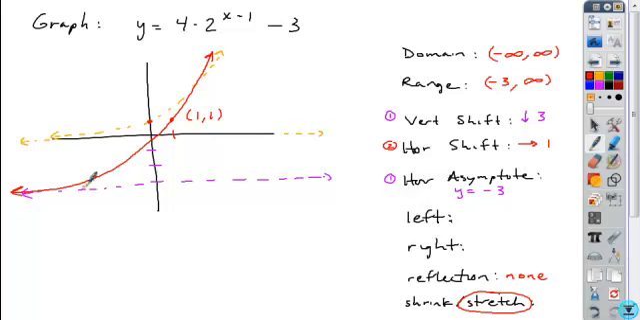And then we can look at the left and right behavior. To the left, this graph does go down, or it falls, but it approaches this asymptote. So we'll call that approaches asymptote. And to the right, it rises or goes up. And so there would be all the different pieces of information you would be asked to find regarding that graph.